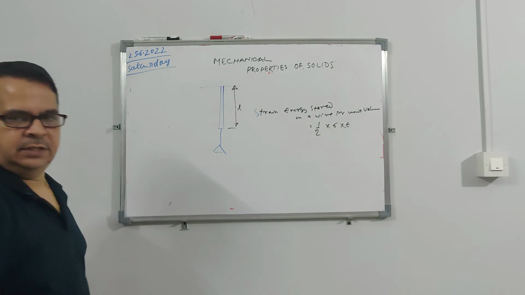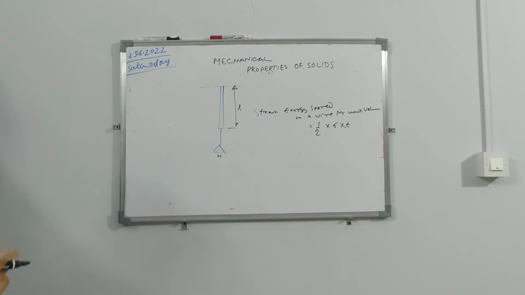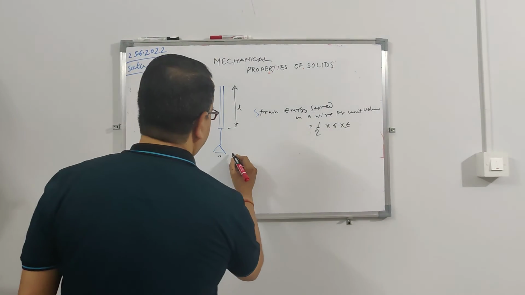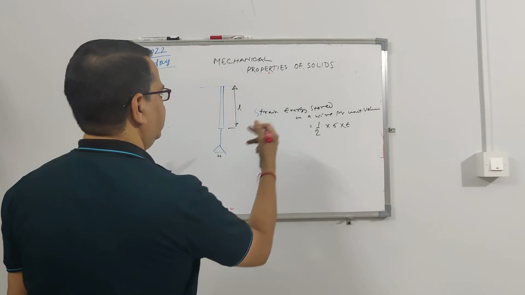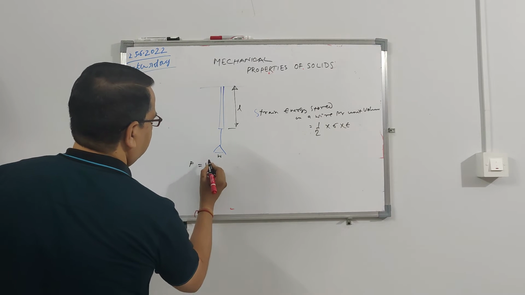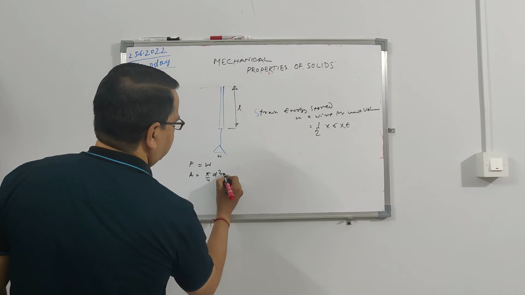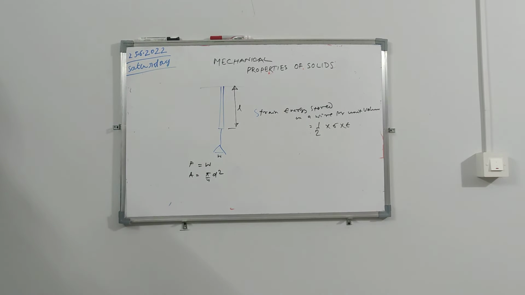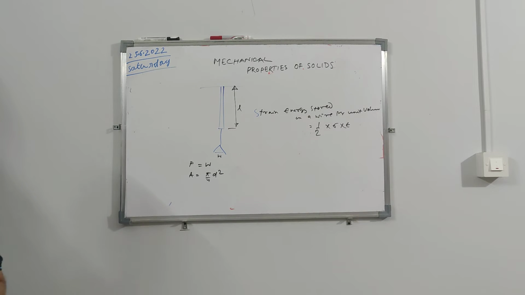So this wire is of length L, and let us say you are putting some weight. That weight is nothing but the force applied. And this wire will have cross-sectional area, say A. You know force is equal to your weight, and cross-sectional area of the wire is equal to pi by 4 d square. Knowing all this, if you know the Young's modulus of the wire, you can find out what your strain is. Or they will give the strain.